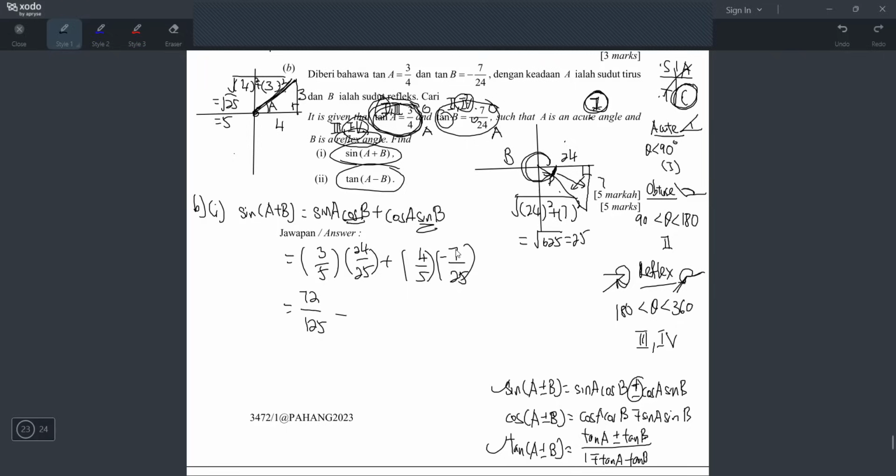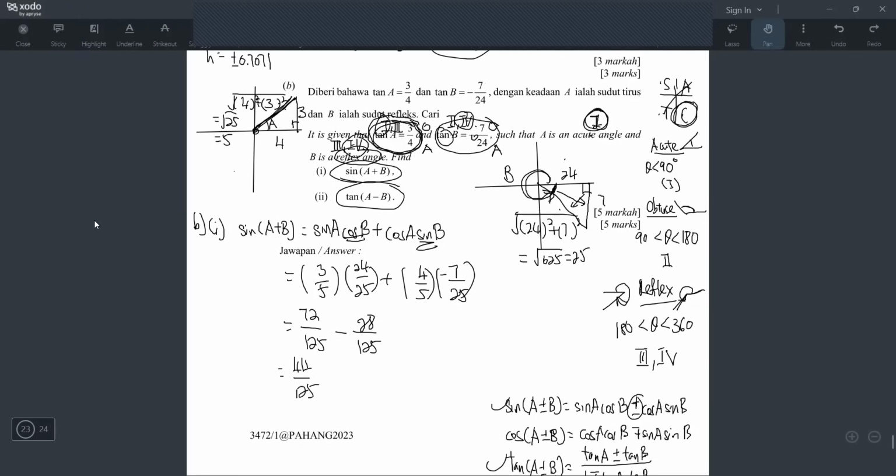And then 4 times 7 is 28, divide 5, divide 25. 28 over 125. And then now just minus. So my calculator gives me 44 over 125. So that should be the final answer, right? Okay, now it's time to do B.